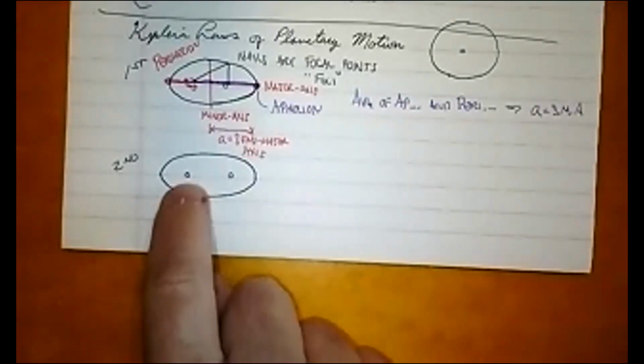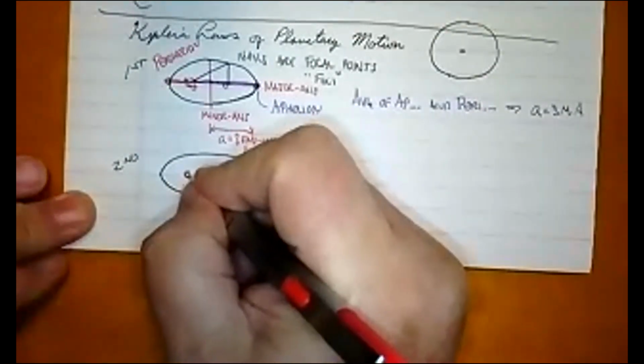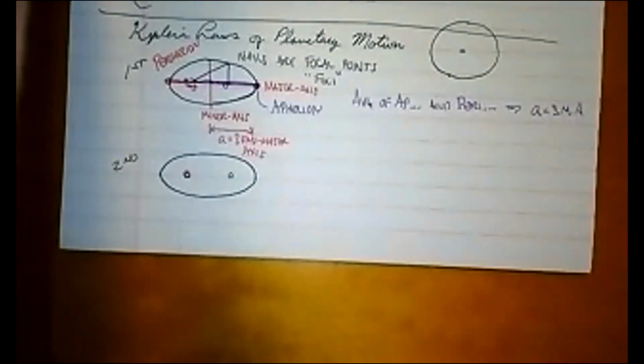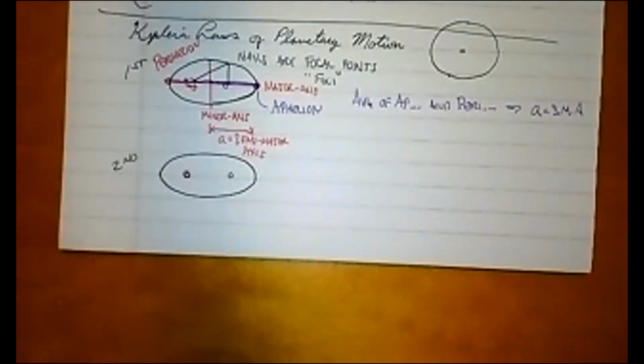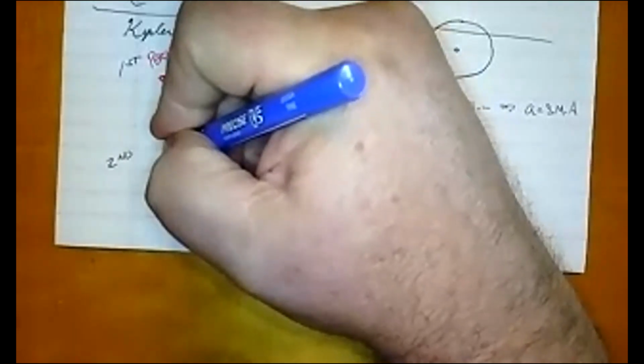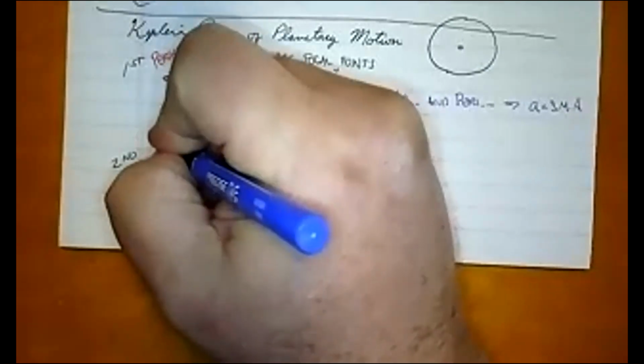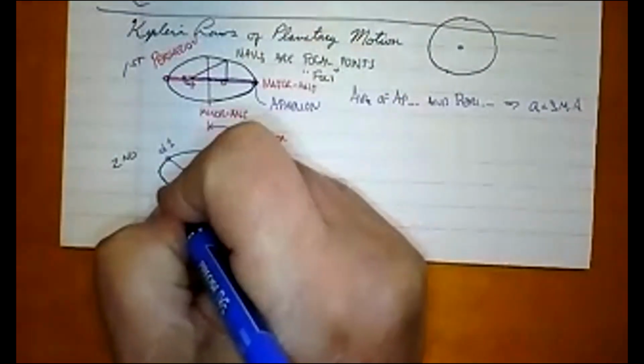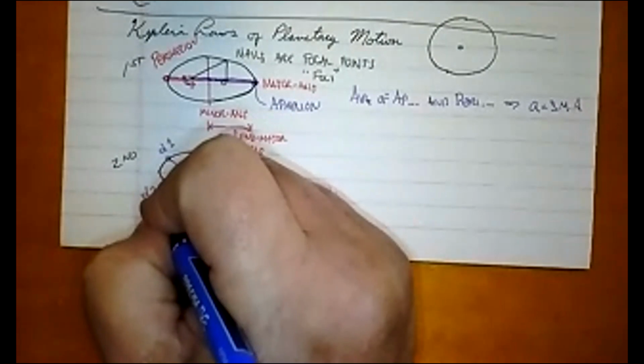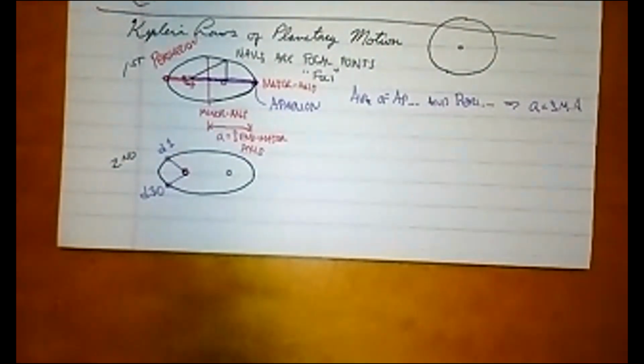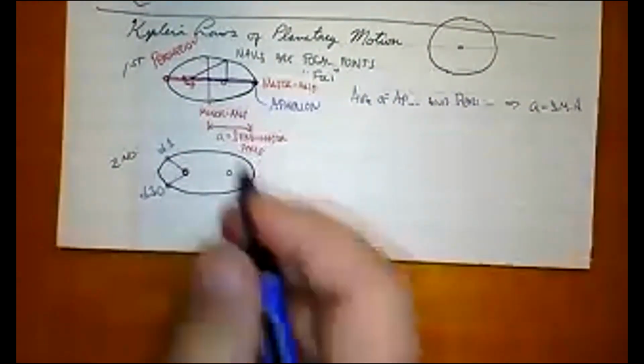Well, there's the sun, say. So let me do a little red circle around that so everybody knows that's the sun. And what it means is if you happen to go from this point in the orbit on day 1 to this point in the orbit on day 30, okay, you find another area.